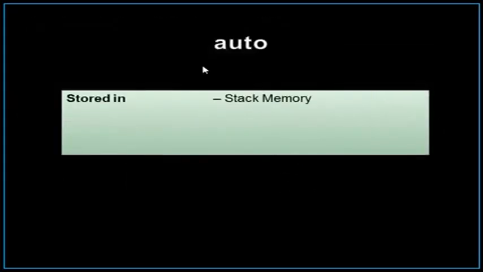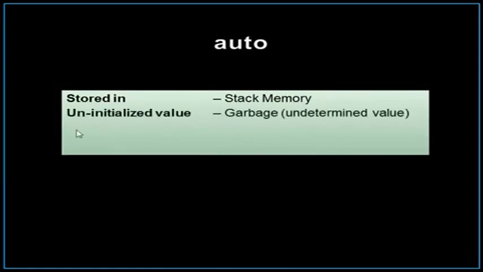Now an auto variable, auto integer, auto float, auto character, or any other automatic variable is stored in a part of memory which is called stack memory, which is inside RAM, not inside CPU registers. Its uninitialized value is garbage, right? When you declare it, it is undetermined. The value cannot be determined. It can be anything.